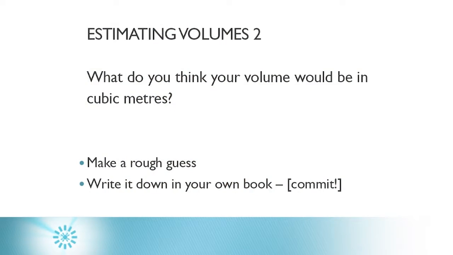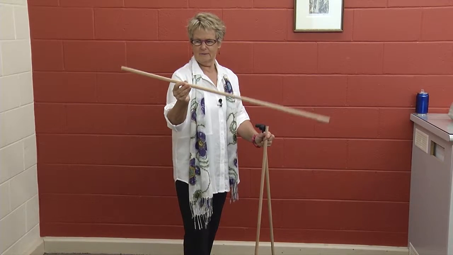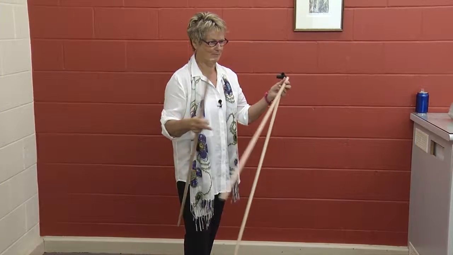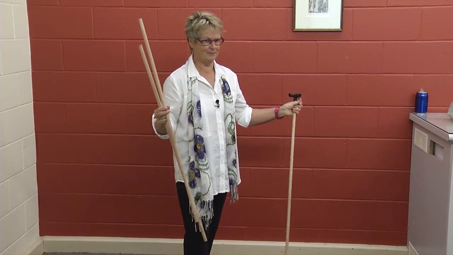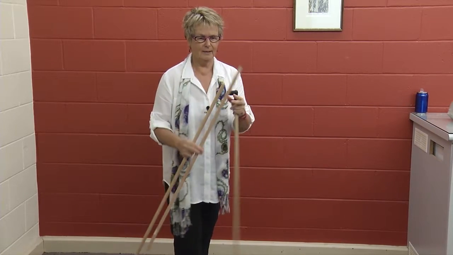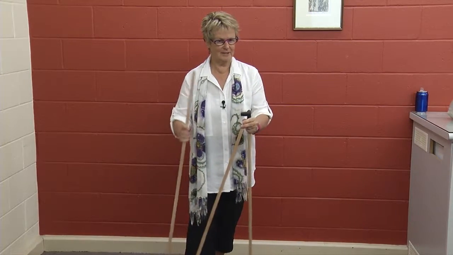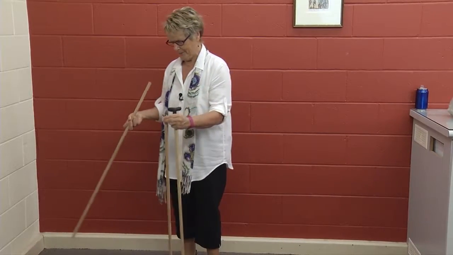To begin this activity, participants were asked to make a guess at what they thought their volume would be if it was measured in cubic metres. They recorded their guesses privately before we began the estimation phase, constructing an actual cubic metre. This is 1 metre, 1 metre, 1 metre. Okay, I need some volunteers. Can I have a volunteer, please?